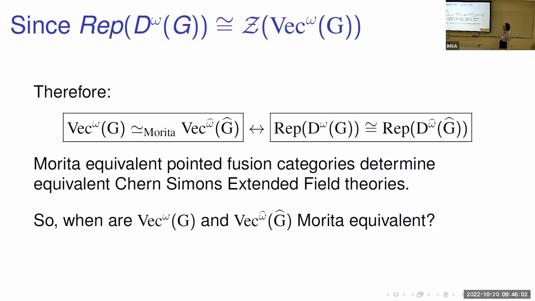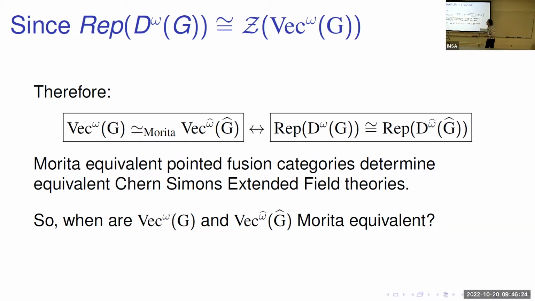Good. So since we know that the center of this small fusion category is the representations of the twisted Dijkgraaf-Witten double, we can get this very nice result. Take here the twisted Dijkgraaf-Witten doubles. The representations are braided equivalent if we know what is the Morita equivalence class of these types of fusion categories.